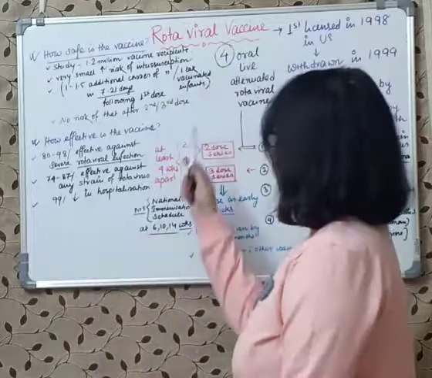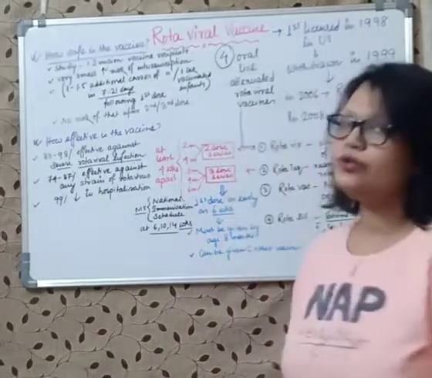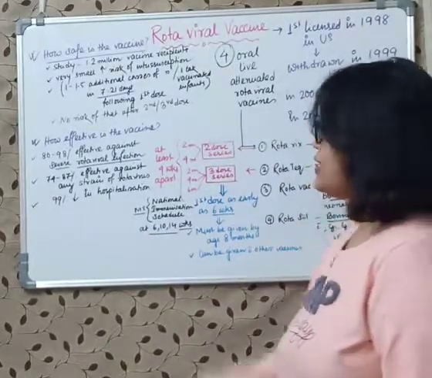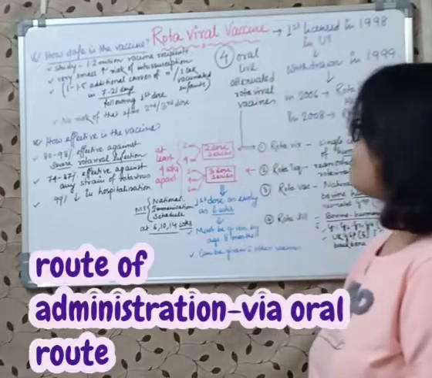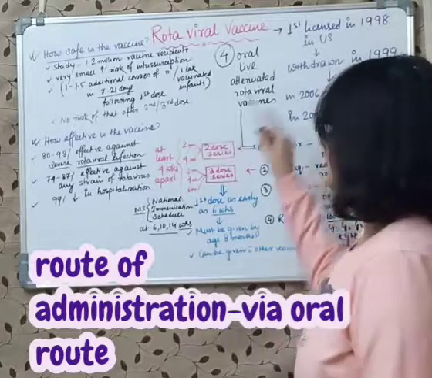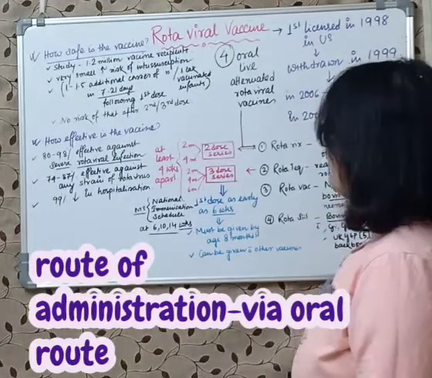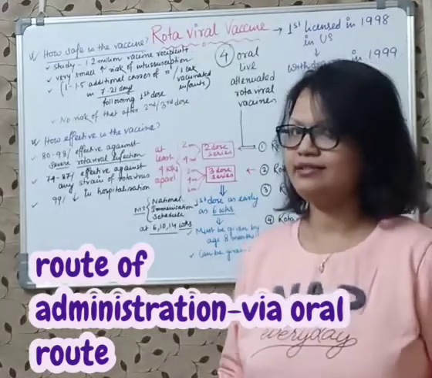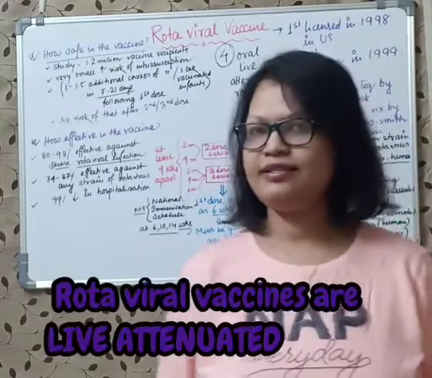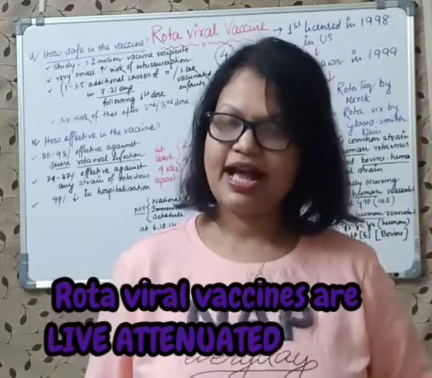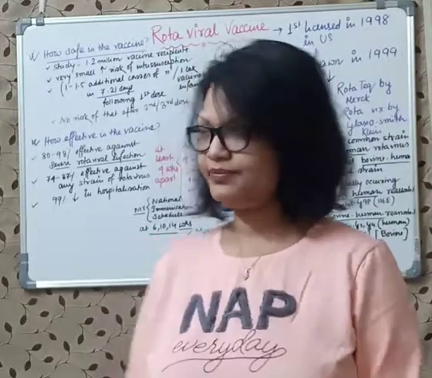Now coming to the route of administration. These 4 rotaviral vaccines are given via the oral route and they are live attenuated rotaviral vaccines. It has to be remembered. Those are live attenuated rotaviral vaccines and given through the oral route.